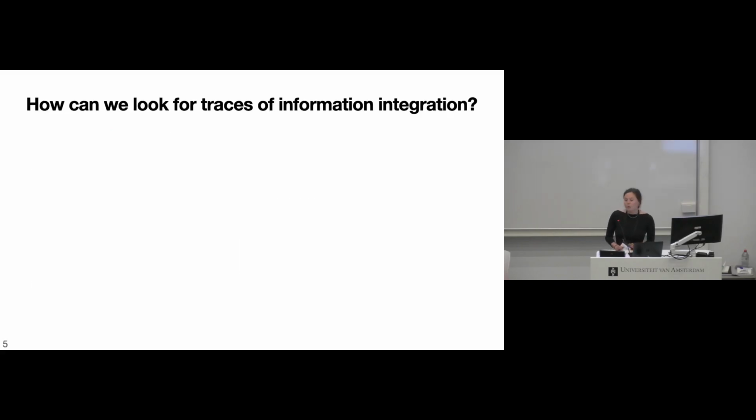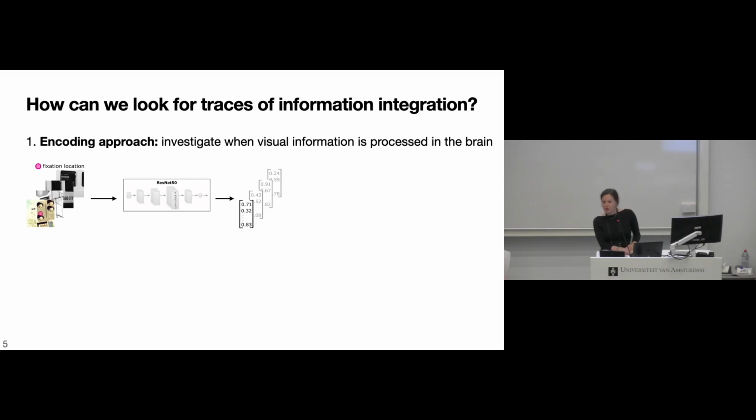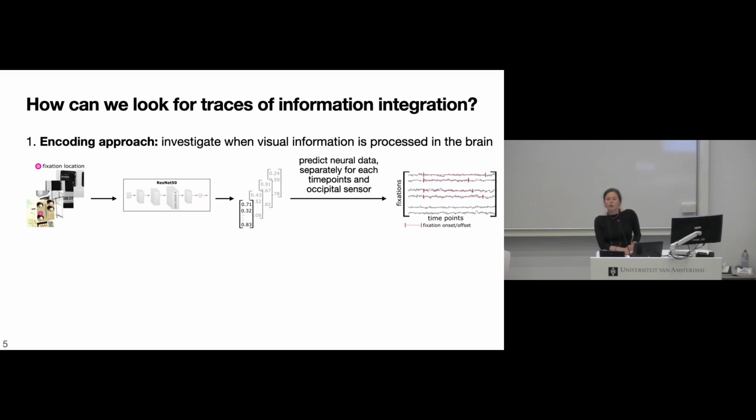Now we have the data, now we need a tool or a method to understand at which point in time during a fixation the visual information that the participant was looking at is processed in the brain. And the encoding framework is perfectly suitable for that. So what we did is we took the image, cropped the image around the center of the fixation location, passed the image crops through a ResNet 50 that was trained on ecoset, extracted the network activations for each individual fixation patch, and then for each point in time during a fixation and each occipital sensor, which roughly cover the visual areas, we fitted an encoding model to predict the neural responses.